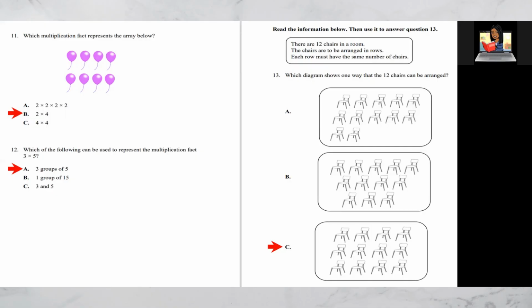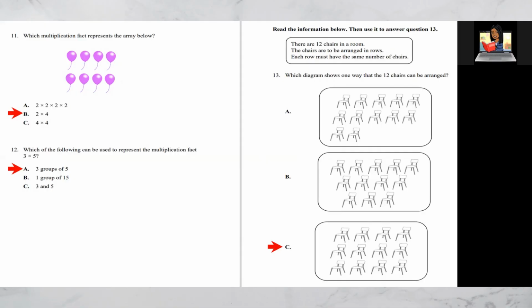Okay, so you can work it out like that to yourself. So 2 times 4 equals 8, of course, but you're just looking at the array and figuring out what the array is telling you according to rows and columns, and you write it as a multiplication fact.